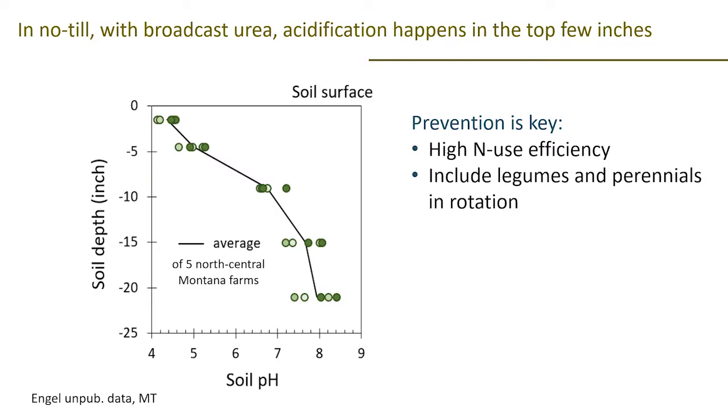If you talk to producers that have this problem, they will tell you they wish they started preventing it decades ago, because the cost of fixing it is very expensive and they're losing a large amount of yield. So prevention is key. Anything you can do to increase nitrogen use efficiency, splitting application, soil testing, applying nitrogen closer to when it's being used, including legumes and perennials in rotation, will increase nitrogen use efficiency.